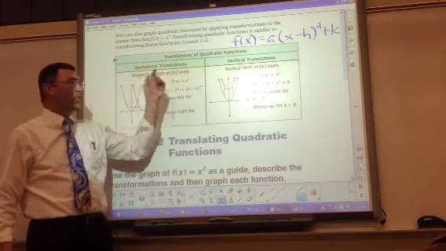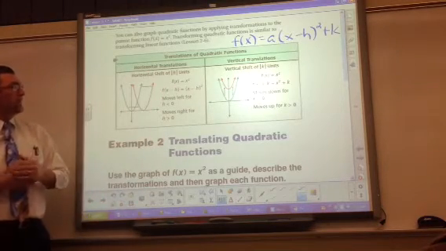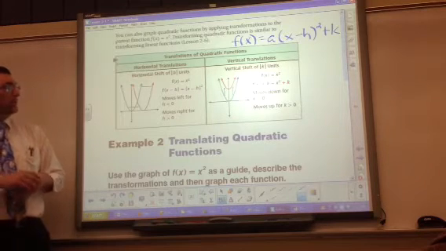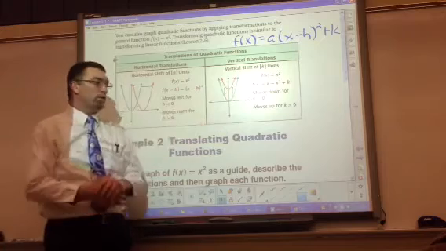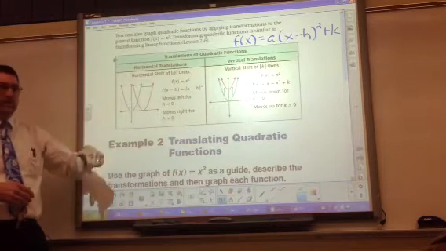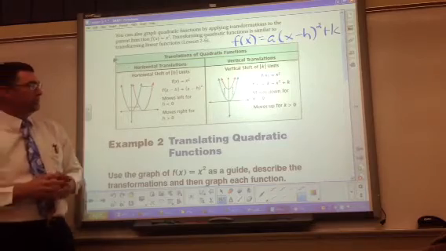h is a horizontal movement. If it's positive, it's a movement to the right. If it's negative, it's a movement to the left. And k is our vertical translation. If it's positive, it moves the graph up. If it's negative, it moves the graph down.